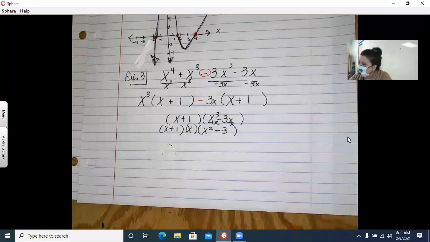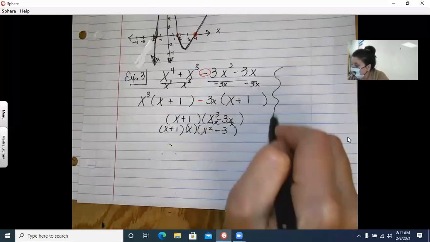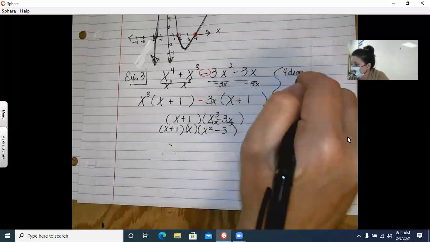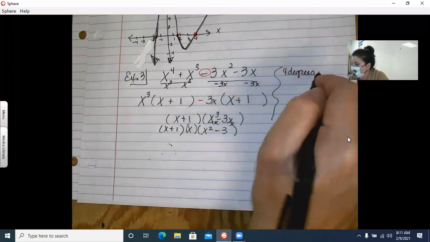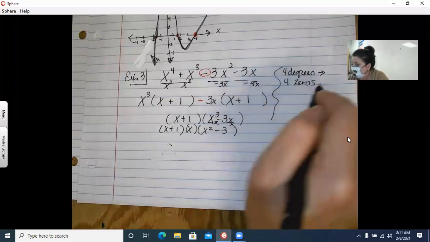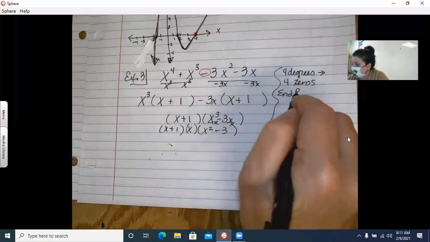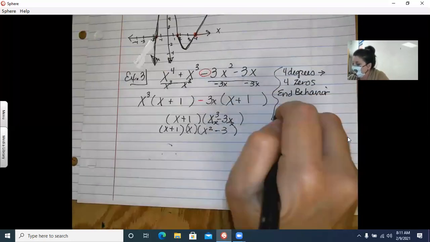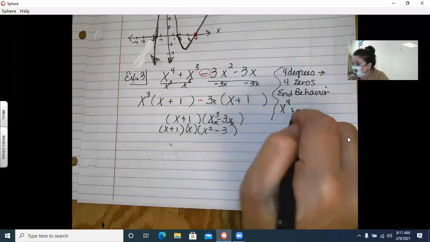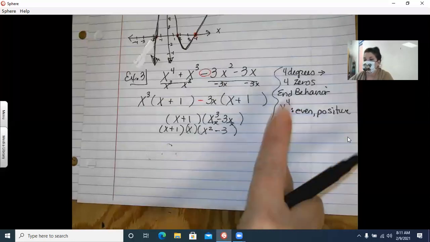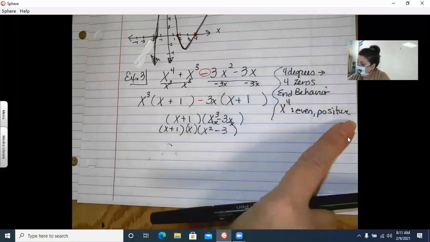How many zeros am I supposed to get for this one? We didn't write that at the beginning. How many degrees do I have? 4 degrees. So how many solutions or zeros or x-intercepts? So 4, let's call it zeros. And then what should my end behavior be? Yeah, my first term is x to the 4th. Your exponent is an even number, and your coefficient is positive. So even, we know that's up, up, or down, down. So even positive is what? Up, up.